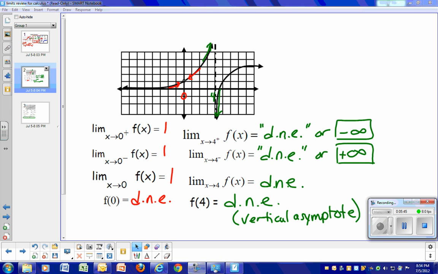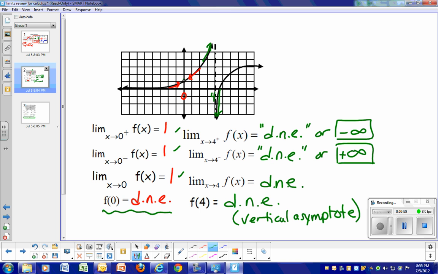Okie dokie. So hopefully this is what your paper looks like. Hopefully just like this, neater handwriting. You can see that for the ones that are around 0, the limits turn out to be 1, 1, 1 all the time. But the value of the function doesn't exist. That is because there is a hole right here, and that is not a point. It's an absence of a point.